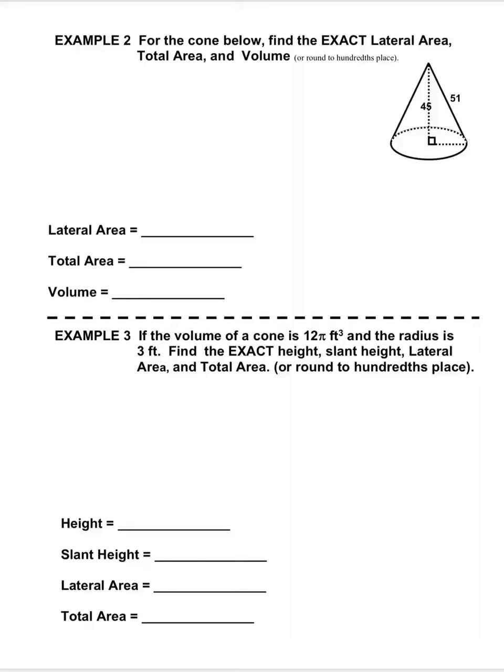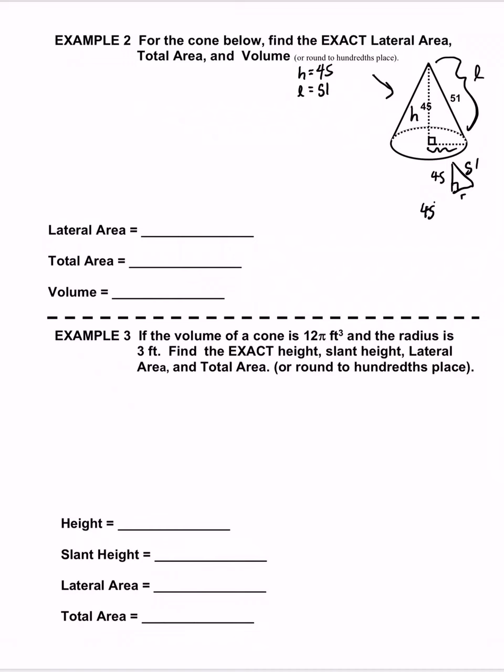So if you look at my picture here, we want to start with just labeling what we have. So I have a height of 45, so I can say h equals 45. I'm given that my lateral height L is 51. And I don't know what my radius is down here, but again, I can just use Pythagorean theorem. So if I make a triangle, 51, 45, looking for r, write it out.